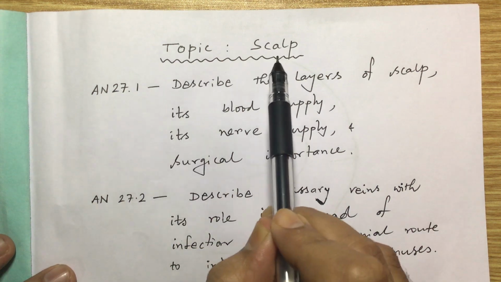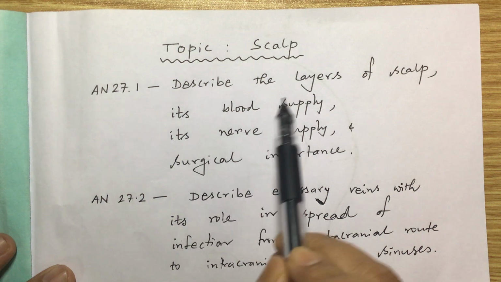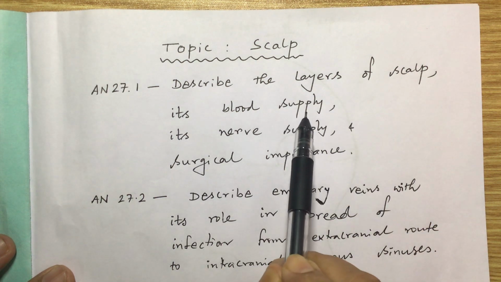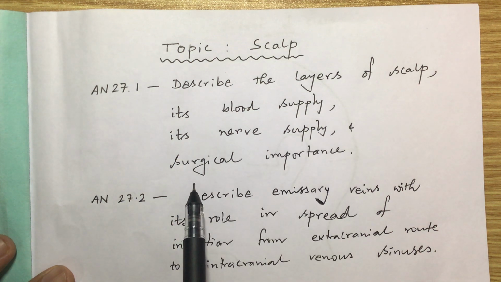Topic: Scalp. Students should be able to describe the layers of scalp, its blood supply, its nerve supply, and surgical importance.